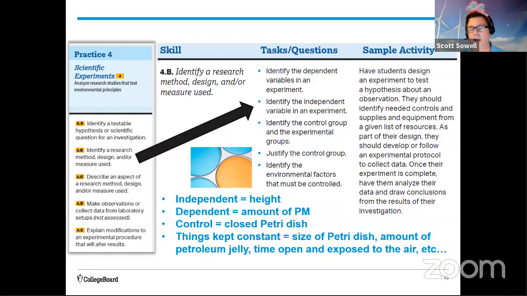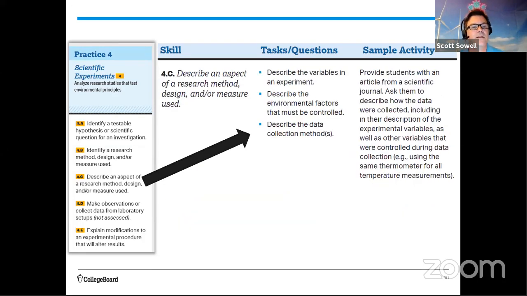So there are lots of things that you need to keep the same though, these constants. So the size of the Petri dish, the amount of the petroleum jelly, how long you expose it to the air. So this is a situation in which you may be provided with an experiment and need to identify some of these things. So then describing, especially describing methods.